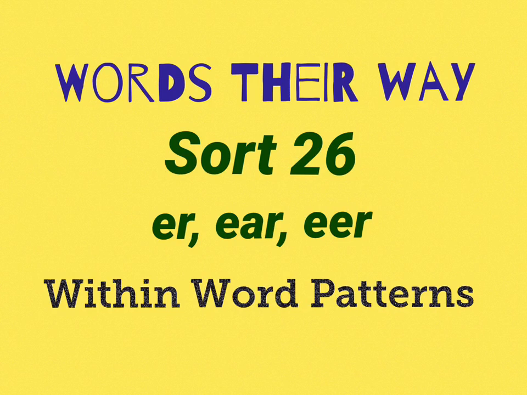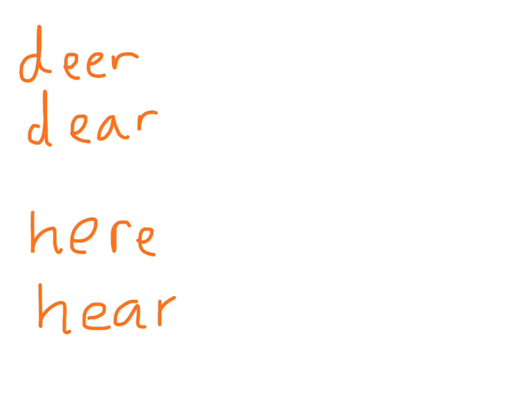Okay, let's take a look at sort 26 for the within word patterns of words their way. And here we're looking at ER, EAR, and EER. And we're going to look at just the meanings of these words, not the sort itself, but what do these words mean. Starting with 3 sets of homophones. So we have dear and deer.